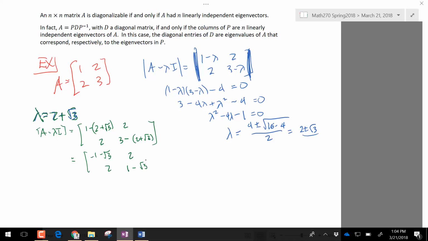So if I want to row reduce this, it's going to be kind of weird, but I have to multiply the top by something. Multiply row 1 by 2 over 1 plus root 3, R1 plus R2. Minus 1 minus root 3, 2. So this is going to give us 0.